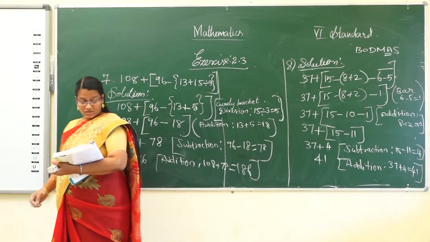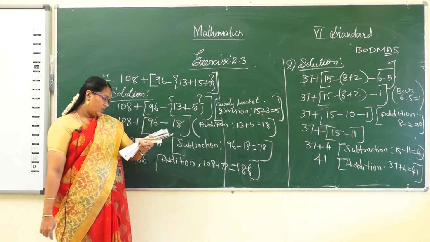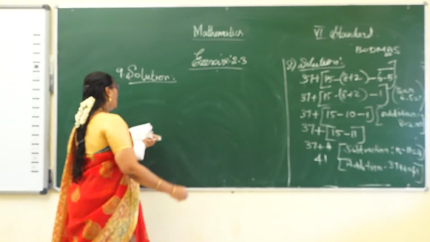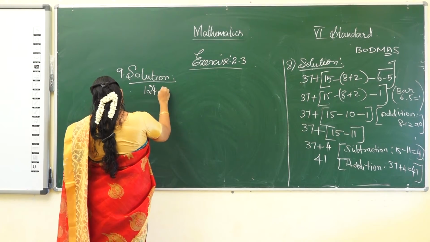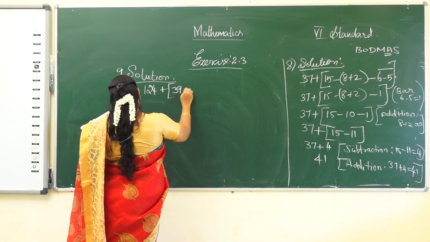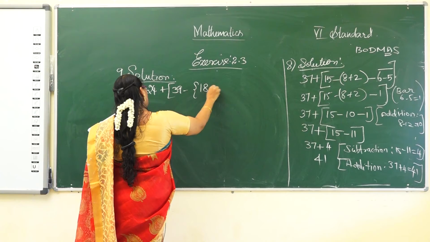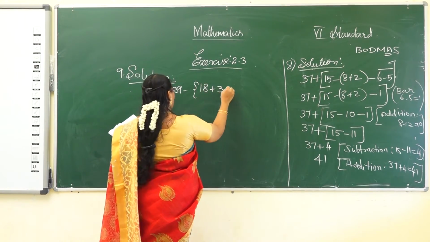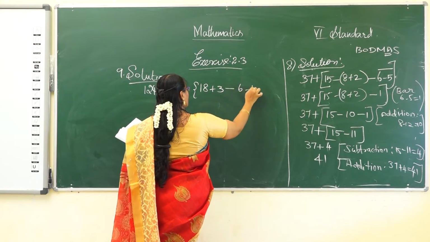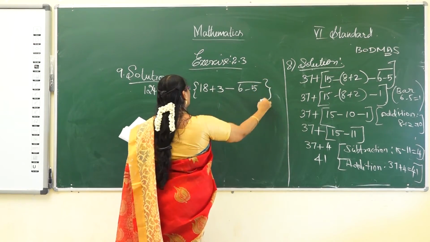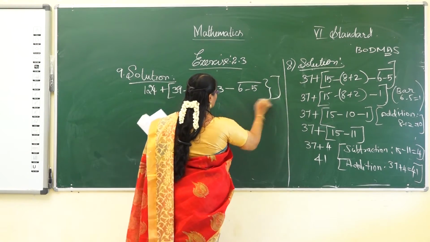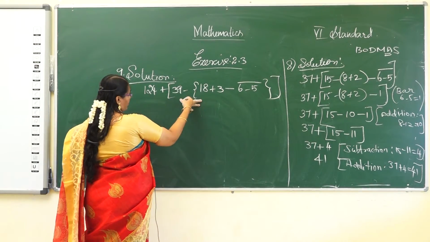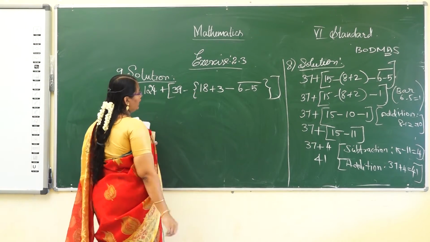Okay. I hope you all understood the 8th problem. Now the 9th one. What is the 9th problem? 124 plus 39 minus 18 plus 3 minus 6 minus 5 with the bar. Then close the curly bracket and close the square bracket, or big bracket. So first preference to the bracket, inside having the curly bracket.